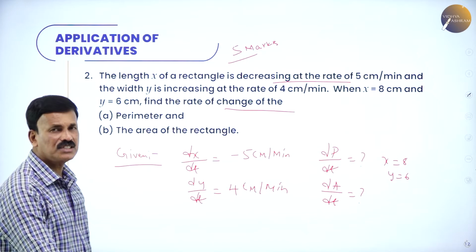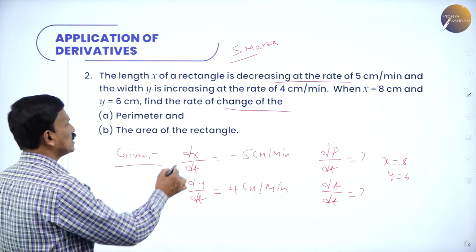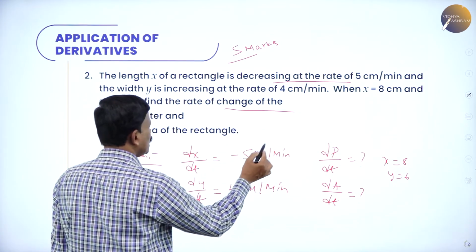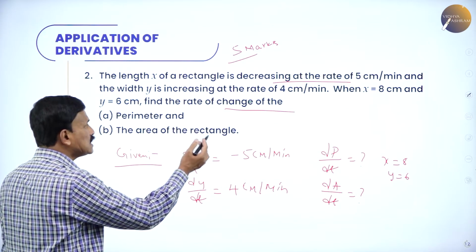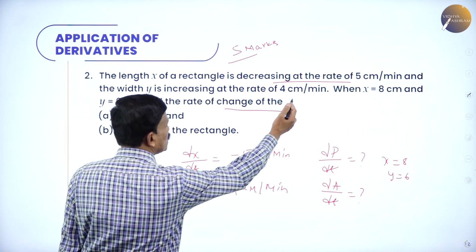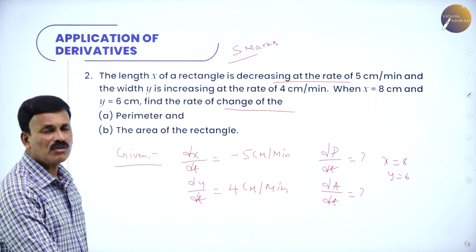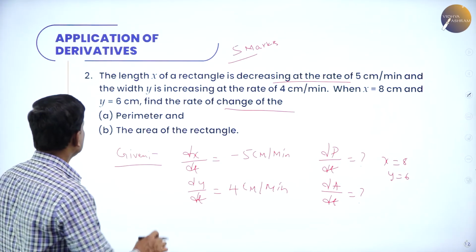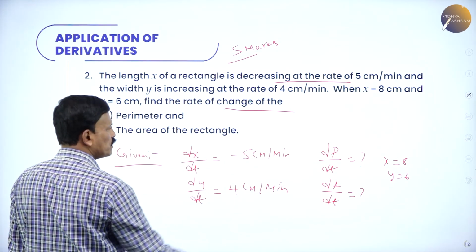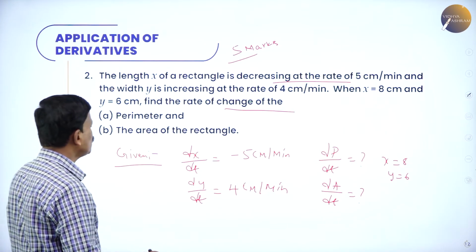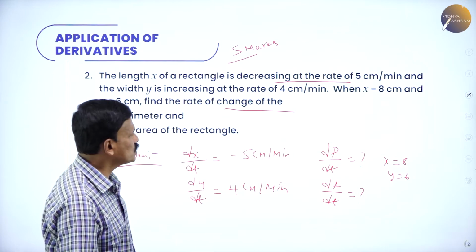First, write down the given condition. What is the given condition? The length x of a rectangle is decreasing at the rate of 5 centimeters per minute, means dx by dt is equal to minus 5 centimeters per minute. And the width y is increasing at the rate of 4 centimeters per minute, means dy by dt is equal to 4 centimeters per minute. What is required to find is the rate of change of perimeter, dP by dt, and the rate of change of area of a rectangle, dA by dt, when x is equal to 8 and y is equal to 6.